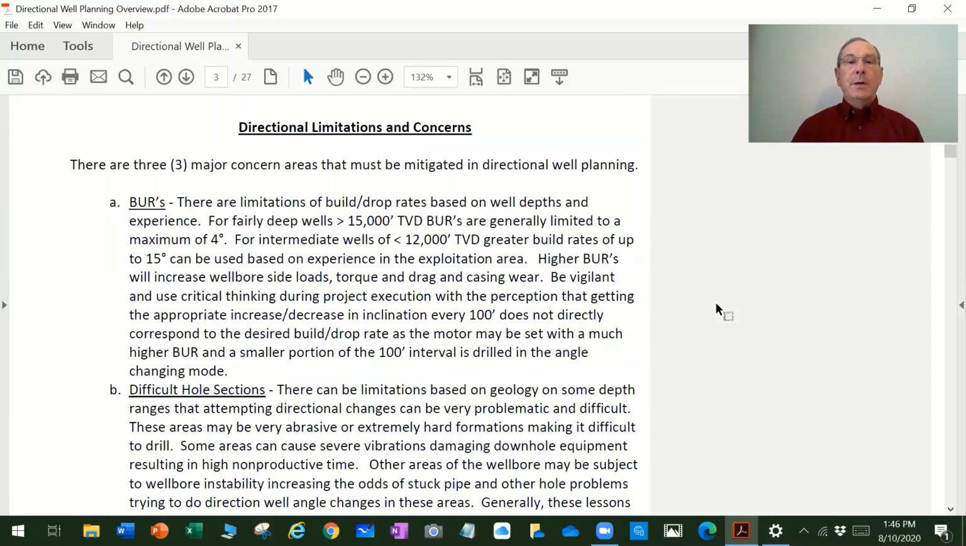Now, there are directional limitations and concerns, and I've kind of highlighted it here. The three major concerns I'd like to bring your attention to. First one is the buildup rate. Now, that's the term that we typically use in the oil and gas industry about making inclination and azimuth changes as buildup rates or dog legs. But the reality of it is the buildup rate may actually be building angle or dropping angle or turning angle. So it gets to be a little bit confusing, but we do have to pay attention to buildup rates. So there is a limitation.